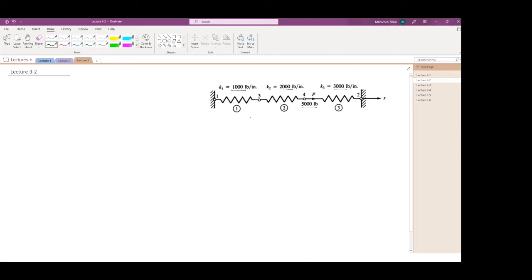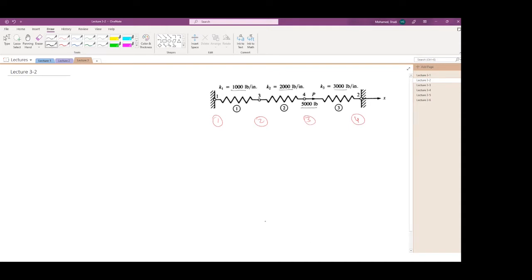Now I'm going to solve this using the finite element method. I want you to, for the time being, ignore these numbers for the nodes. I'm going to assume that this is node number 1, this is node number 2, this is node number 3, and this is node number 4. I probably just used the red color since I've been using red color for the global numbering. I'm going to use the same convention here.